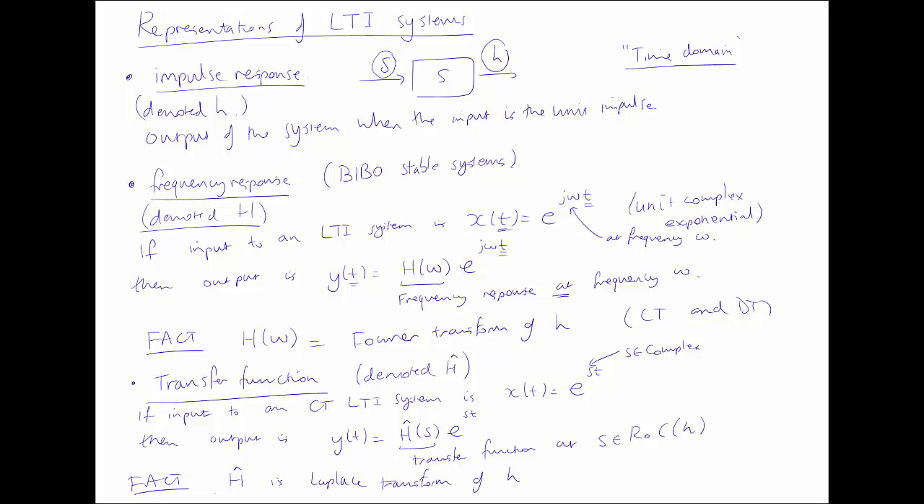So these are our three main representations of linear time invariant systems. We've got the impulse response, which is a time domain representation. Then we've got this true frequency domain representation for stable systems, the frequency response. Impulse response and frequency response we've discussed for both continuous time and discrete time. Then we've got the transfer function, which applies not just for BIBO stable systems, but for essentially all LTI systems, and this we've only discussed in continuous time.